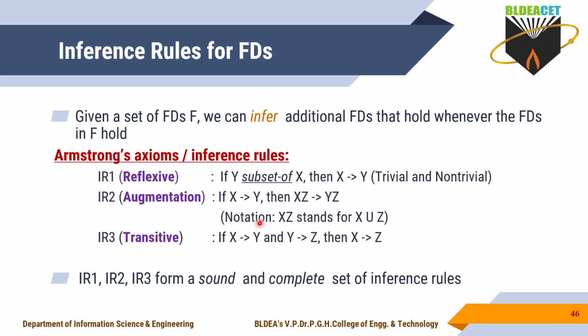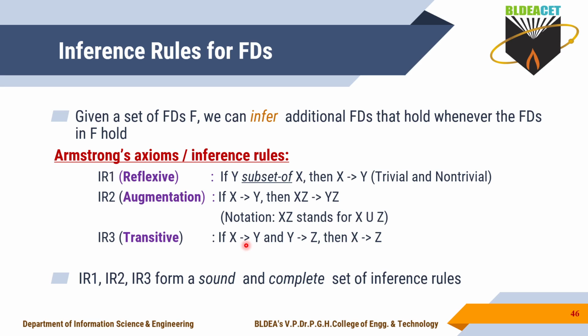In augmentation, XZ stands for X union Z, which means you are adding one more attribute set or attribute. Z may be an attribute set or a single attribute. Next is inference rule 3, transitive. It tells us that if X determines Y and Y determines Z, then X determines Z. This rule we call the transitive rule.